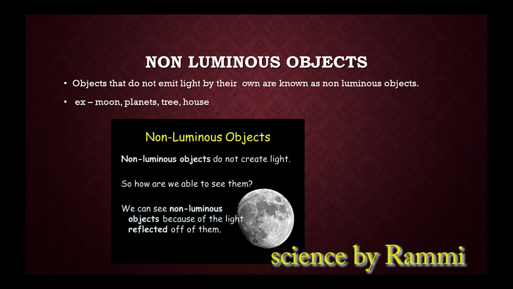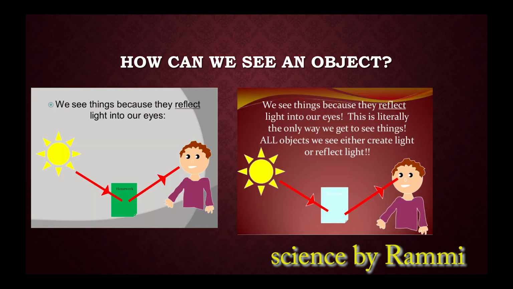Objects that do not emit light on their own are known as non-luminous objects. Moon, planets, trees, houses, pebbles are some examples of non-luminous objects. Moon is a non-luminous object, but it is illuminated by the sun's light.